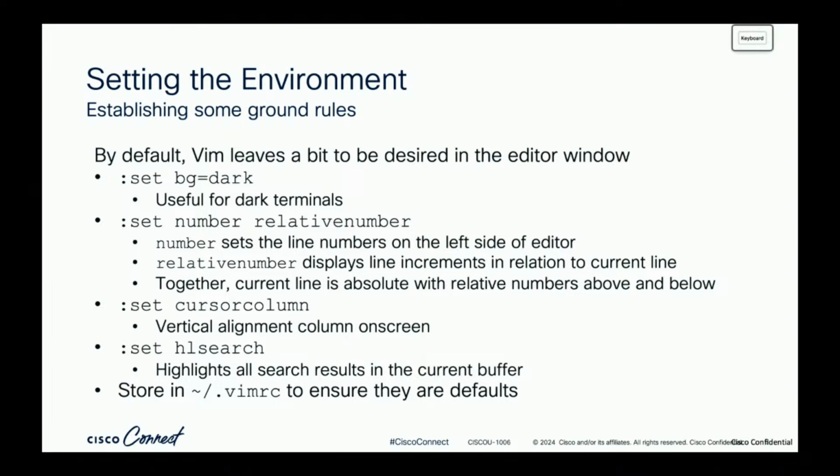If you do a .vimrc file, remove the colons, but do set bg equals dark, set number, set relative number, and put that in the vimrc file. Every time you launch VI, those defaults will be set. So any default or anything that you like to use, you can set in that RC file, and it will stay there every time you launch it. So you don't have to do this over and over again. So really handy tricks to set the defaults.